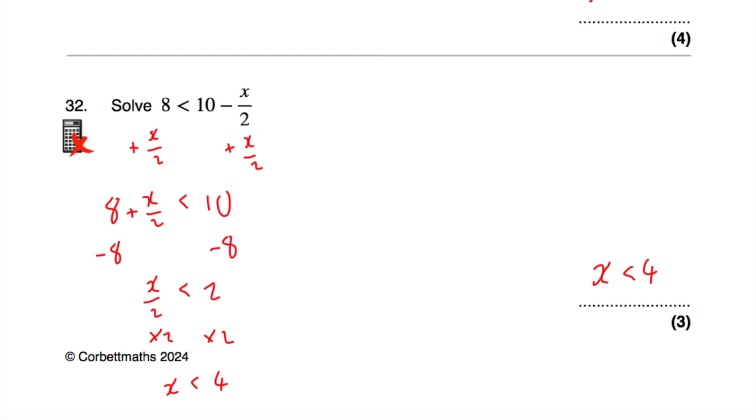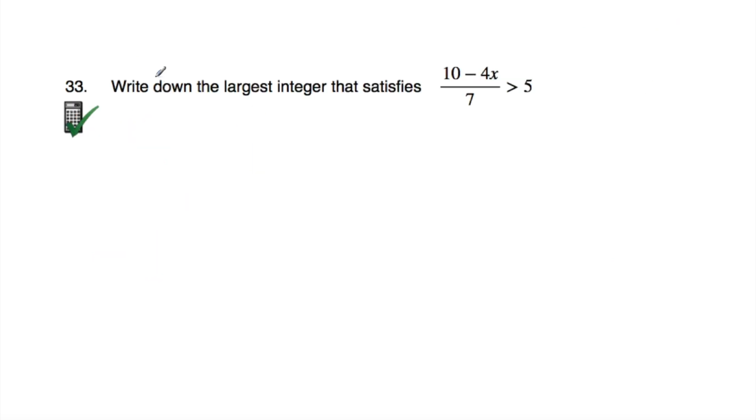Okay, let's look at our next question, question number 33. We've been asked to write down the largest integer that satisfies 10 subtract 4x, all over 7, is greater than 5. So let's solve the inequality to begin with. Let's get rid of this big divide by 7, so let's times by 7 and times by 7. On the left hand side, we're timesing by 7 to get rid of the divide by 7, so we're going to be left with 10 subtract 4x, and that's greater than. On the right hand side, we've got 5 times 7, that's 35.